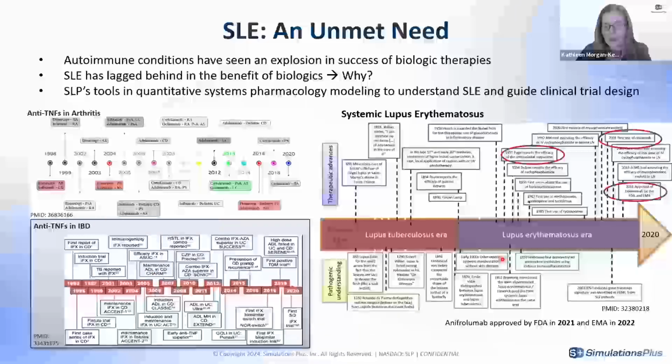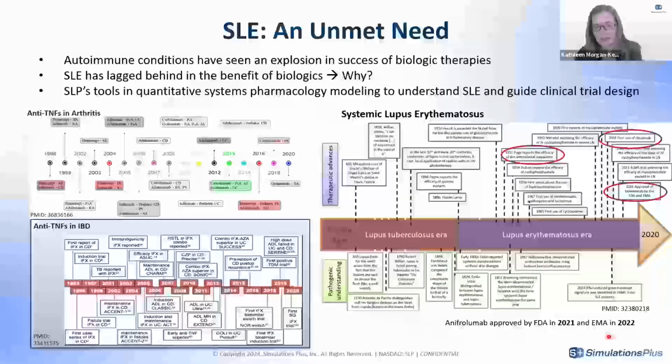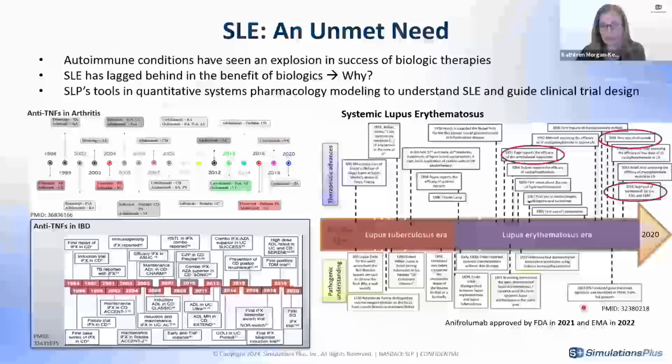But when we move to SLE, it has lagged behind, with the first biologic, belimumab, only being approved in 2011. It took an additional 10 years for the second biologic, anifrolumab, to be approved, with a number of other therapies that have failed in trial. SLP's tools in quantitative systems pharmacology modeling can be used to understand not only the disease, but also the patient populations. And when combined, these can be used to aid in designing clinical trials.